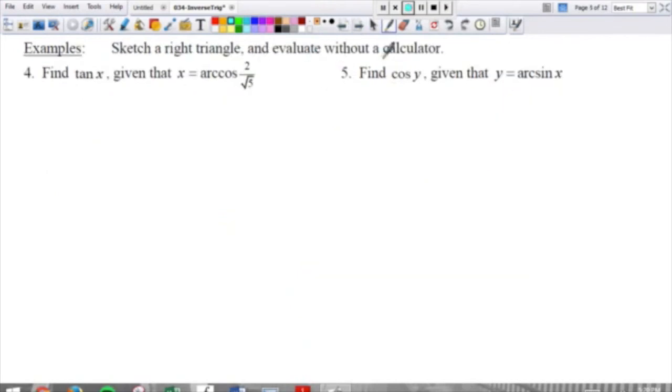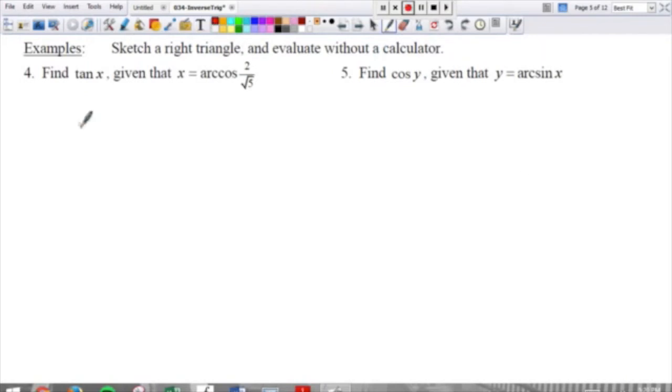Sketch a right triangle and evaluate without a calculator. I got this. I love right triangles. That's how I do my trig. If you haven't seen me teach trig yet, I'm not a big unit circle person. That's just a personal thing. I'm probably not as fast as people who've memorized the unit circle. I always will say that. But boy, do I love my right triangles.